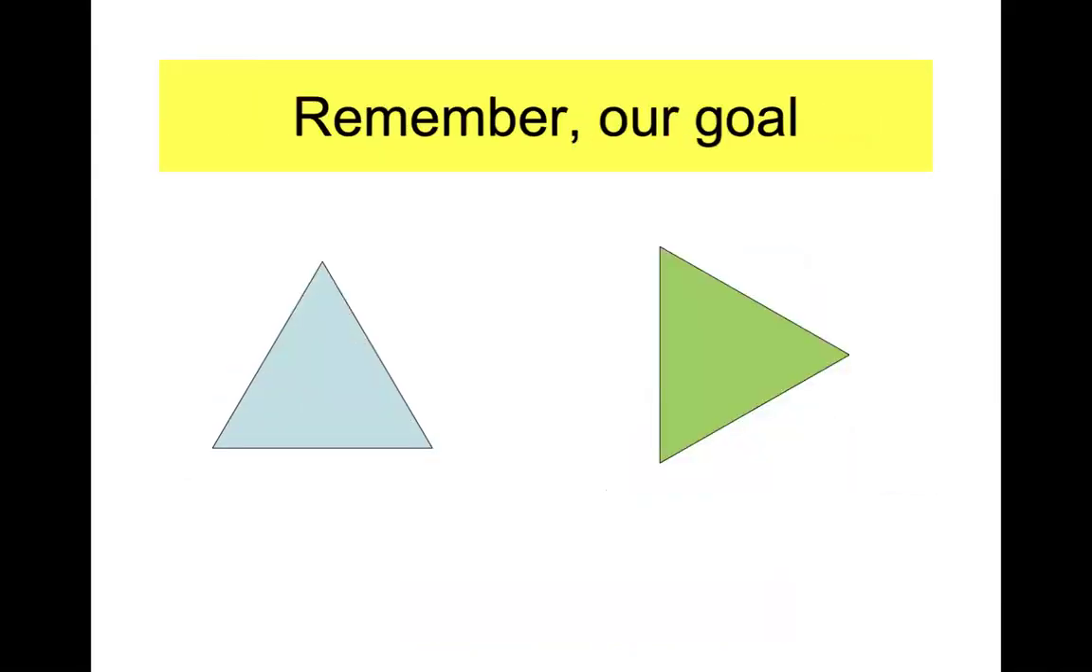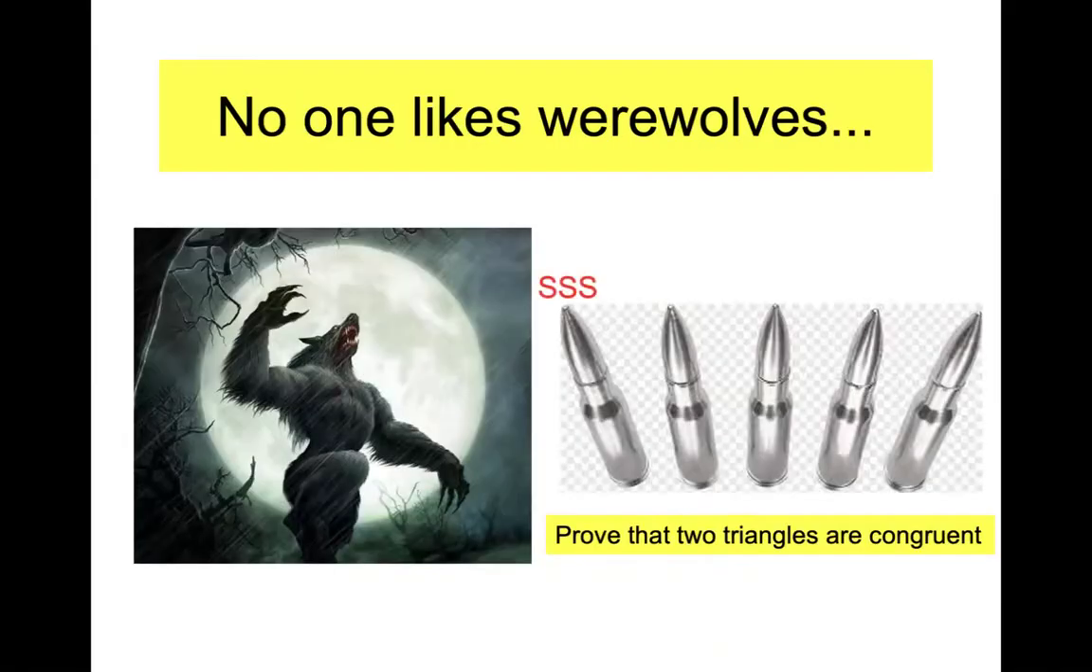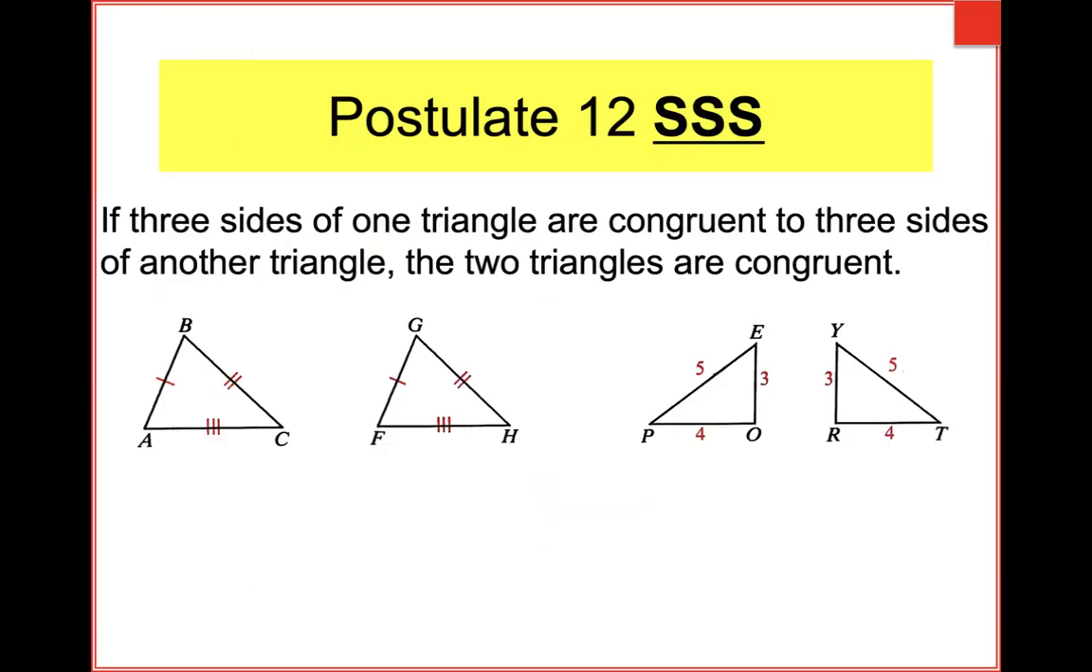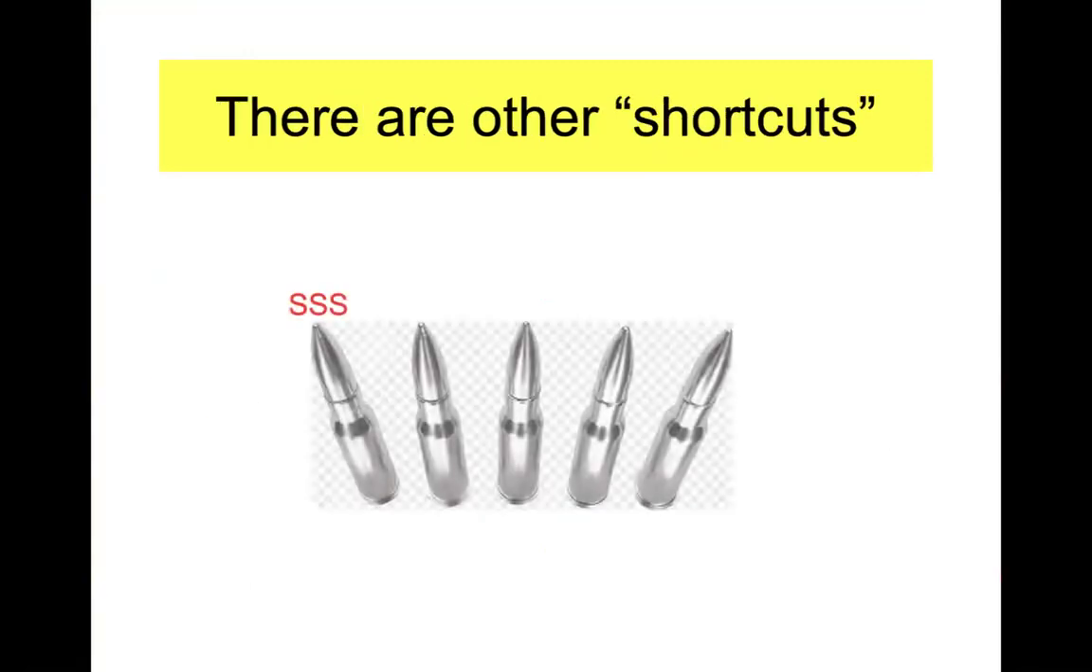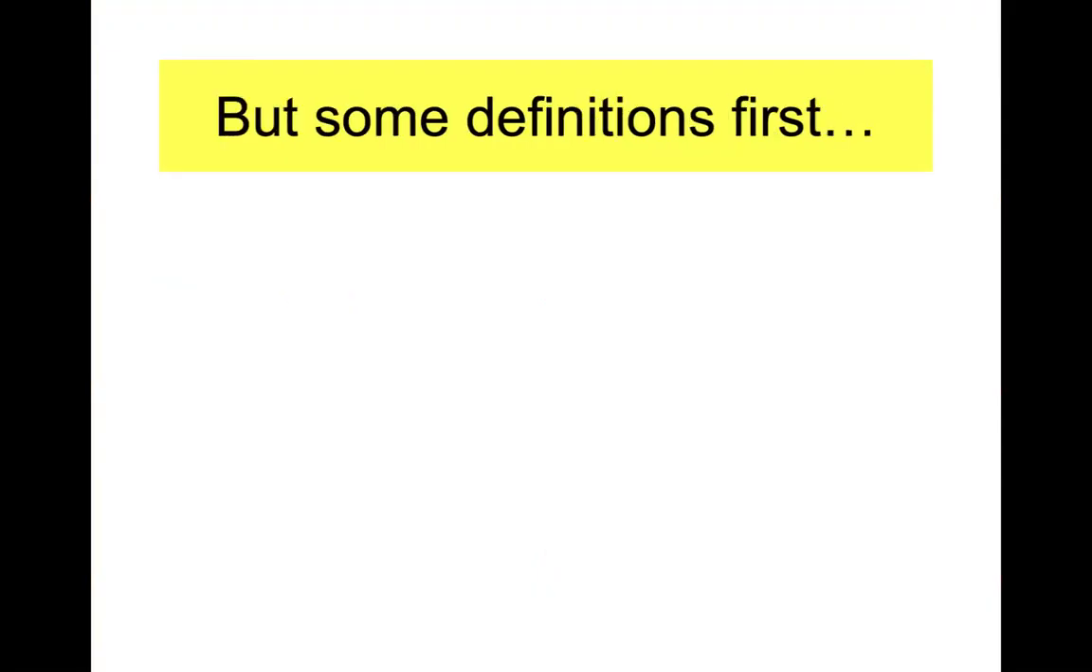All right. Remember our goal, show that the left triangle is congruent to the right triangle. We can do it the hard way, right? Show 12 parts, or we can show SSS. That's our first silver bullet, SSS. There are four more. We're going to get two more today, and then in about three lessons, we'll get the last two. All right, so SSS postulate. All right, there are some other shortcuts. All right, we'll work on our second silver bullet here.